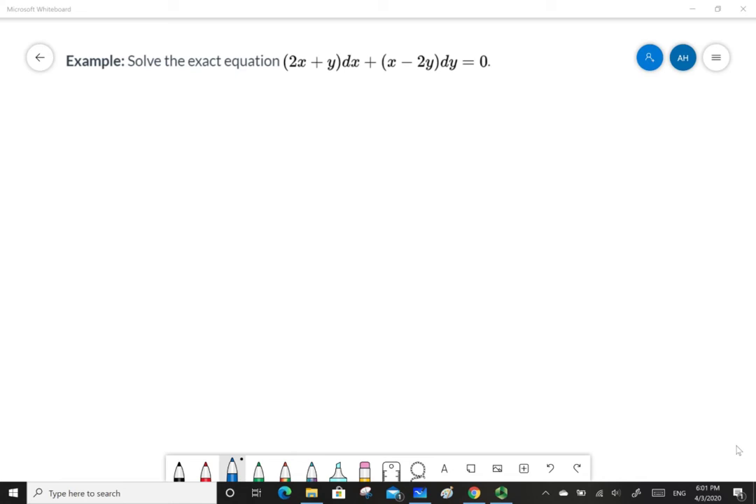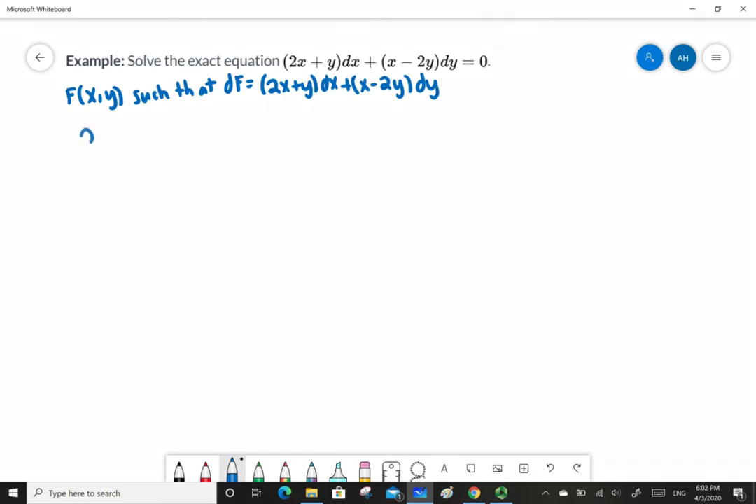Solve the exact equation (2x + y) dx + (x - 2y) dy = 0. We already know that this equation is exact, so to solve it we need to find the function f(x, y) whose total differential is (2x + y) dx + (x - 2y) dy.